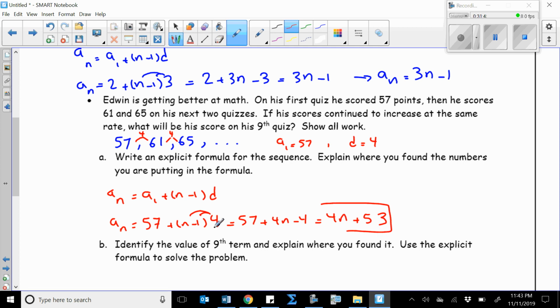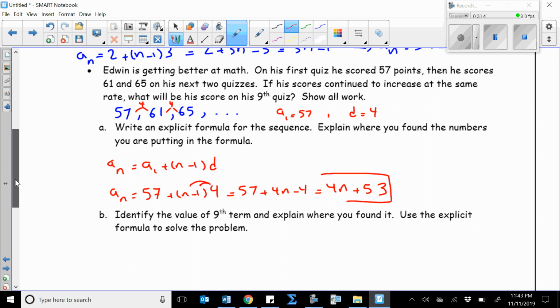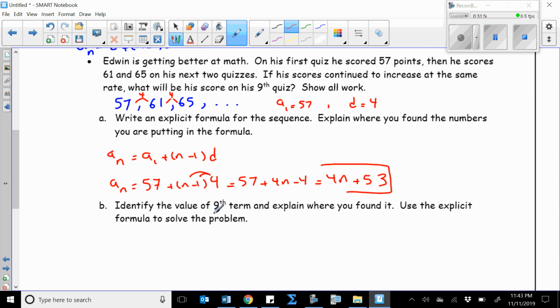Now, in order to find the ninth quiz, I'm just going to replace n equal to 9 into this formula. So a9 will be equal to 4 times 9 plus 53, which will be equal to 89. So that's the quiz score for the 9th quiz.